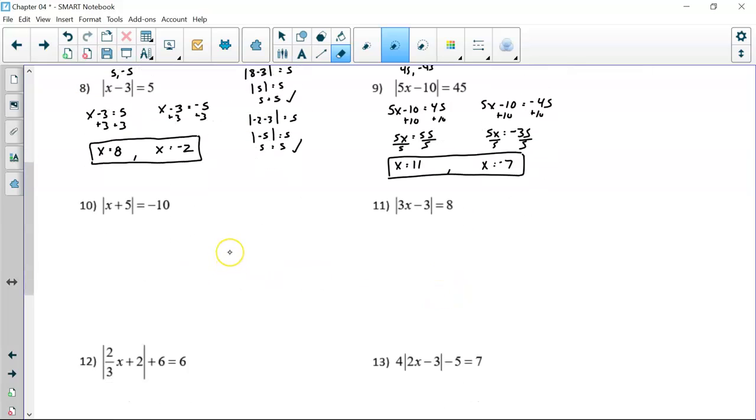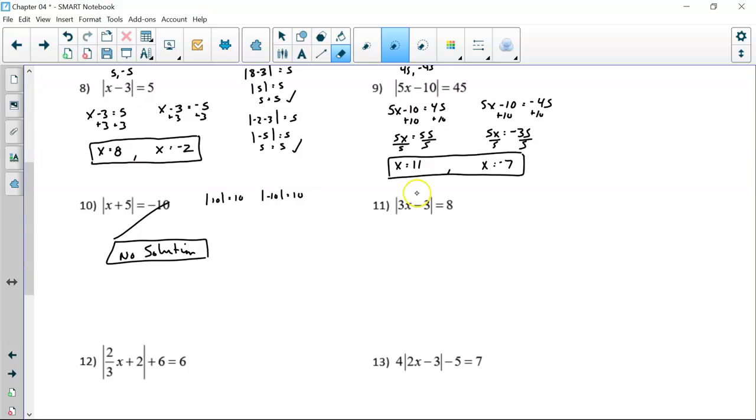Now, for number 10, the absolute value of x plus 5 equals negative 10. Now, when I think about this, the absolute value of 10 equals 10. Even if I had a negative 10 in there, the absolute value of negative 10 also equals 10. Because we have the absolute value equal a negative number, that can't happen. There's no solution. You can't take the absolute value of a number and get a negative.